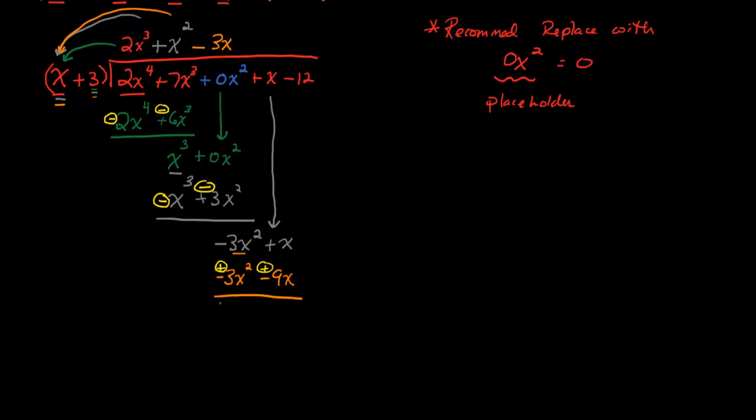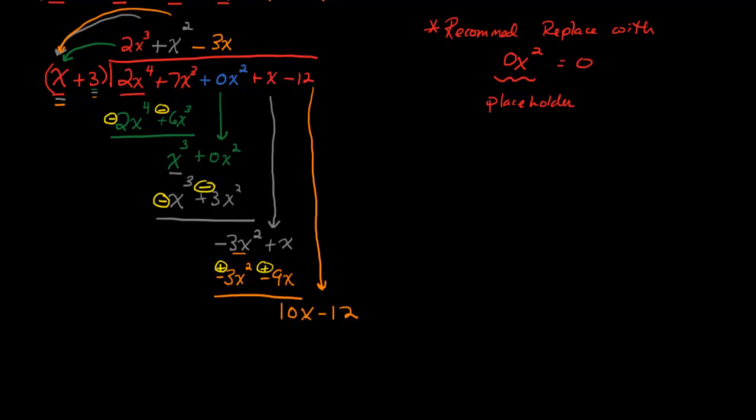So this becomes 0, and then we're going to have negative 3x plus 3x squared gives me 0. X plus 9x gives me a value of 10x. And then lastly, we'll bring down that negative 12 here.